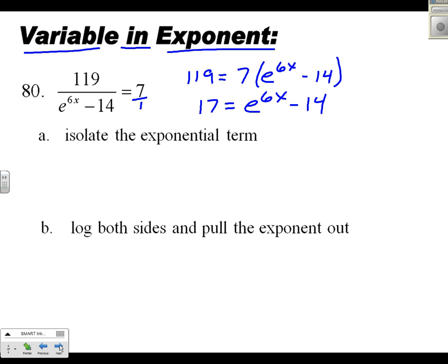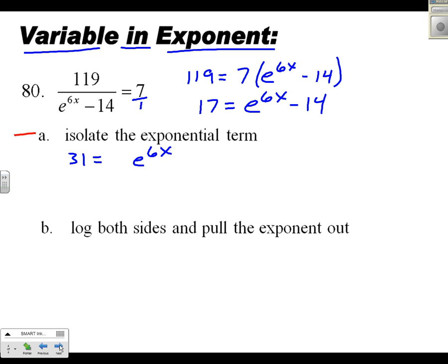So I'll continue that over here to the left. I get 31 equals e to the 6x. So I've now isolated my exponential term. It's just plain old the base e to the 6x. If there was a 2 in front of the e, I'd divide both sides by 2 before this next step. So there's my isolated exponential term, step A.